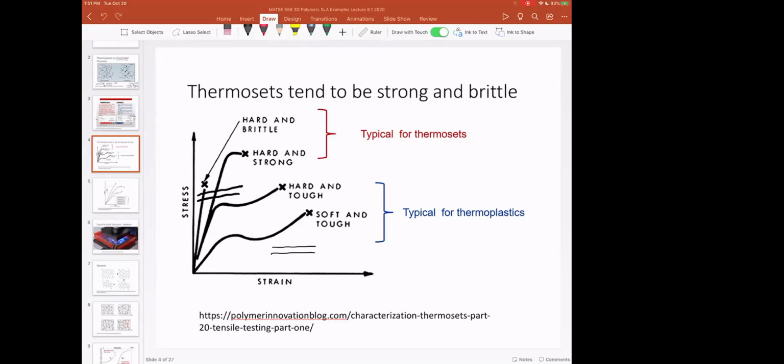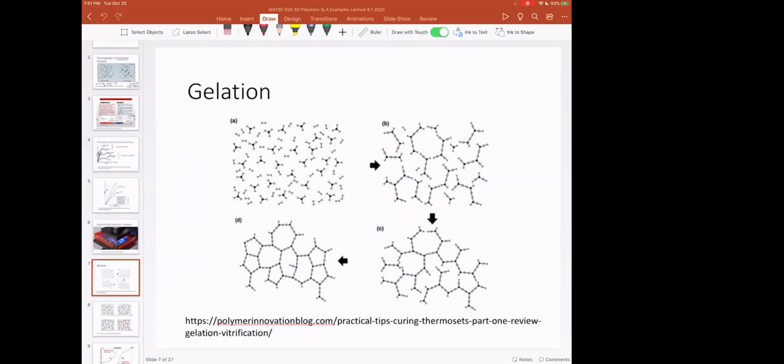In this process of going from a liquid to a solid, that process is called gelation. The specific science, or the specific physics, that we're interested in is the physics of these thermosetting polymers. You can see the schematics here.